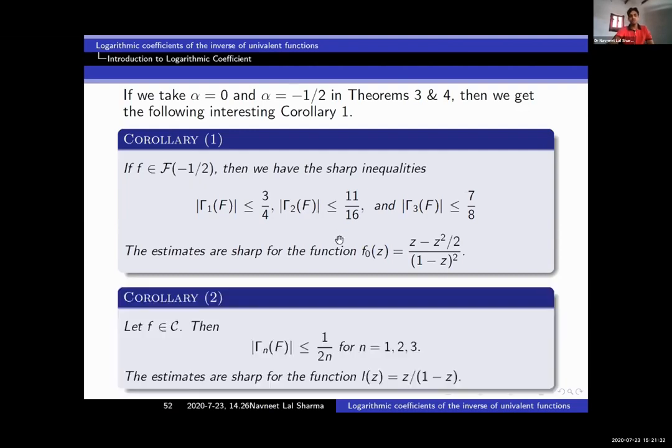In particular, if I am taking alpha equal to 0, then we have the bound modulus of gamma n less than or equal to 1 by 2n, and equality holds for this function. This is a convex function z by 1 minus z.